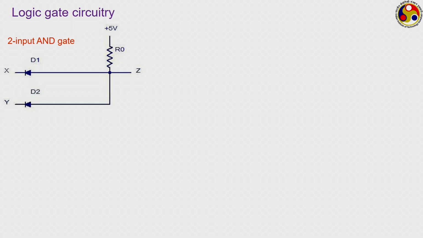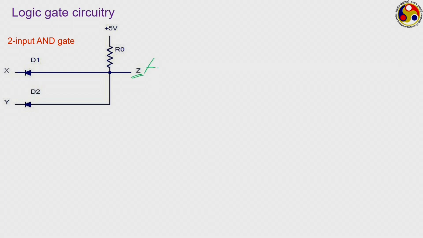This is one of the simpler designs where there are 2 diodes, each diode is connected to one of the inputs, and their exits are connected to a common resistor and a 5 volt system. Only when both X and Y are switched on, that is, something is supplied there, are you going to get an output here. If one of them is switched off or both are switched off, then you are not going to get anything here.